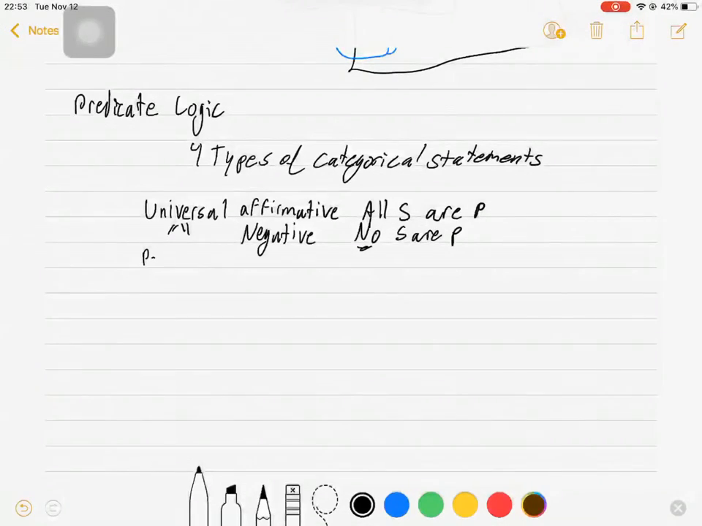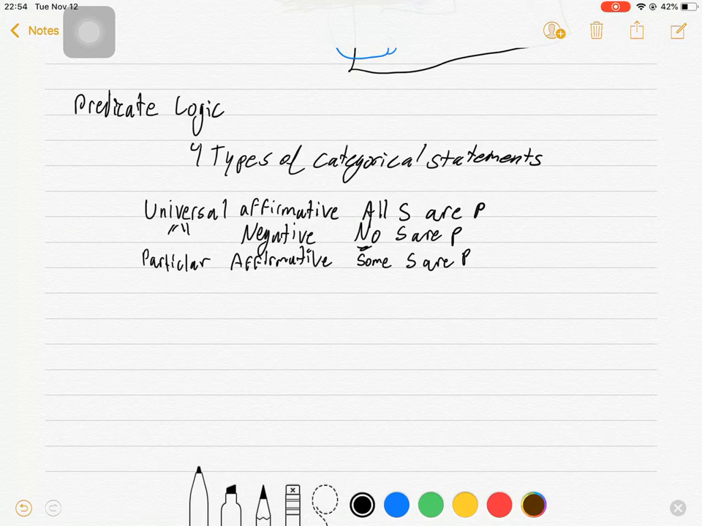We have what we can call a particular affirmative, and that says that some S are P. For example, some dogs are in fact wolfhounds. And then we have a particular negative. And this says that some S are not P. For example, some dogs are not wolfhounds.